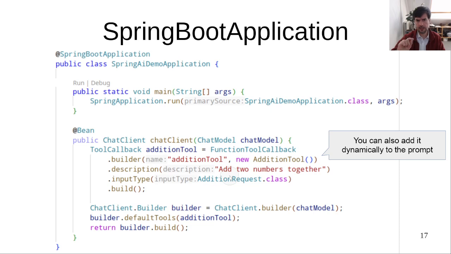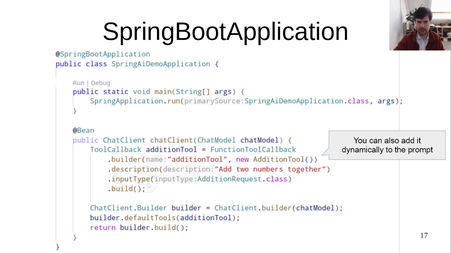Now, connecting that up is a little different as well. We're no longer using annotations, right? We're doing it programmatically. How does this work? We're going to make a tool callback called addition tool using function tool callback dot builder, giving it a name and the class of the function, right? It's a function class. Then we also, of course, need a description. Previously, we were putting the description on the annotation. Now we should put the description here in this extra method call.